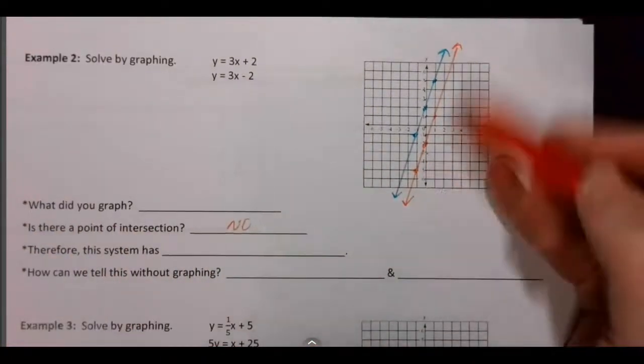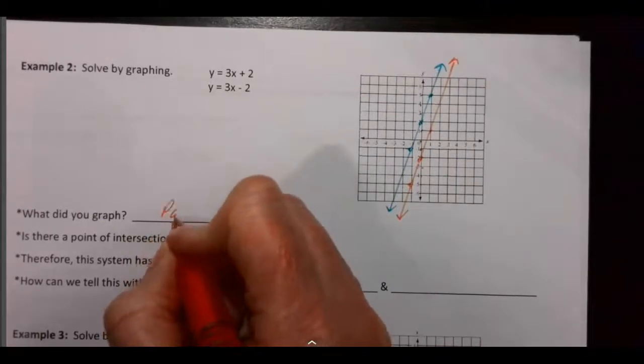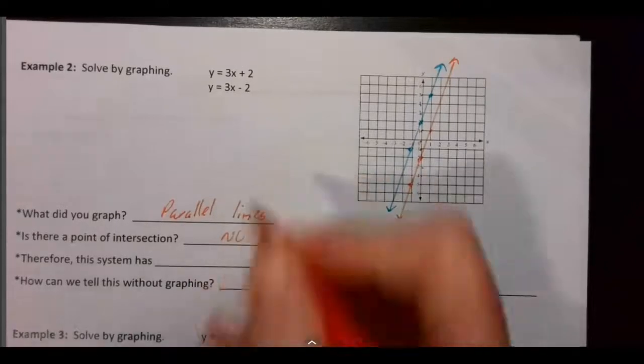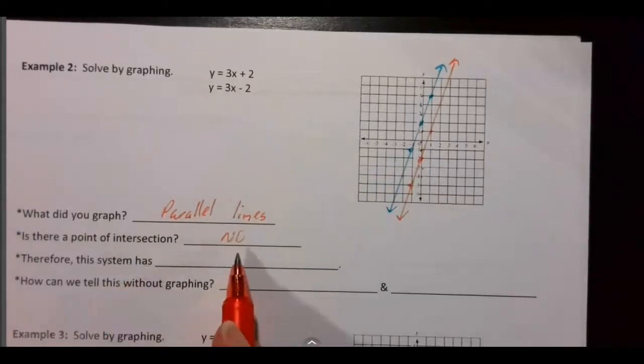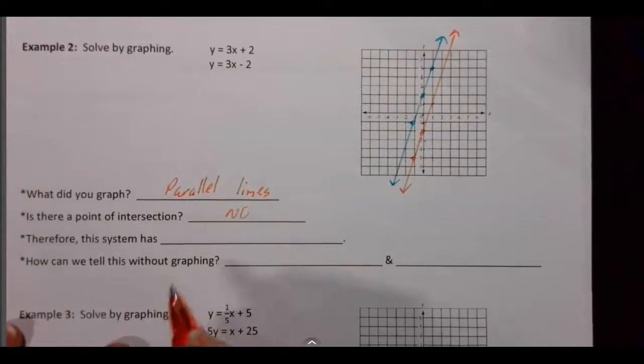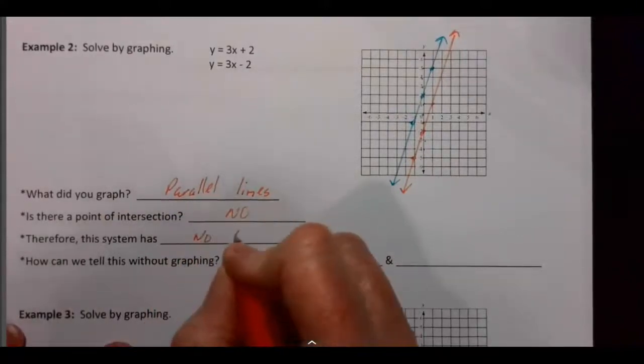So what did you graph? Well, remember what these are called. These are parallel lines. Parallel lines will never intersect. So is there an intersection point? No, because they're parallel. They'll never intersect. Therefore, this system has no solution.